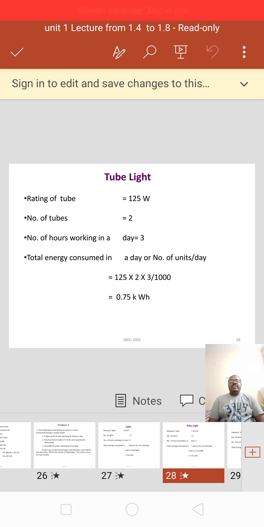For tube light, rating of tube equal to 125 watts, number of tubes used in our house is equal to 2, number of hours working in a day it is equal to 3, total energy consumed in a day, or number of units per day, equal to 125 into 2 into 3 by 1000, that equal to 0.75 kilowatt hours.